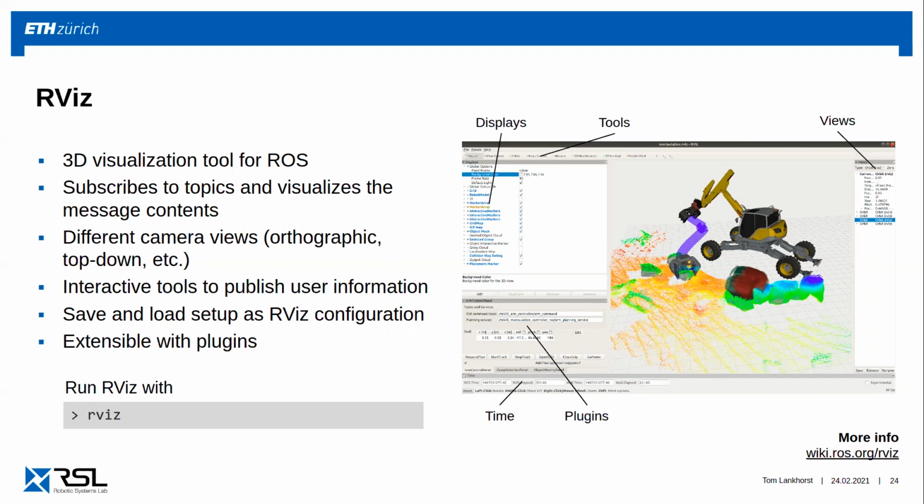It allows you to have different camera views, like orthographic and a top-down view. It's also an interactive tool to publish user information. You can save your RViz configuration to have different views, and you can then later restore them again to be able to restore the view that you previously created. It is extensible with plugins, and many of these plugins can be found on the ROS website. If you want to start RViz, then type rviz in the terminal.